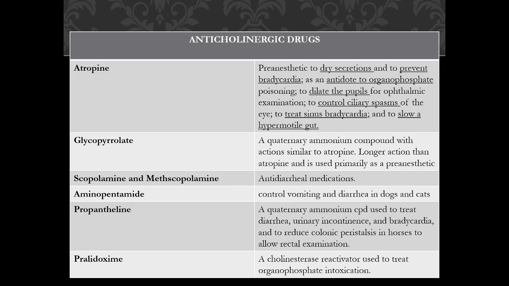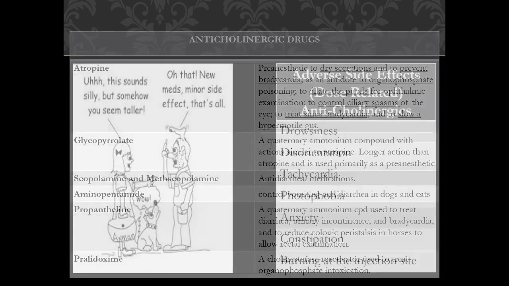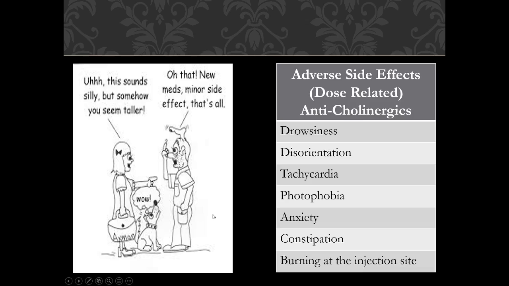Pralidoxime is a cholinesterase reactivator used to treat organophosphate intoxication. So it is not an anticholinesterase, okay? It promotes cholinesterase activity to knock the indirect acting organophosphate off, to keep it from doing its job. So it's an antidote for that.